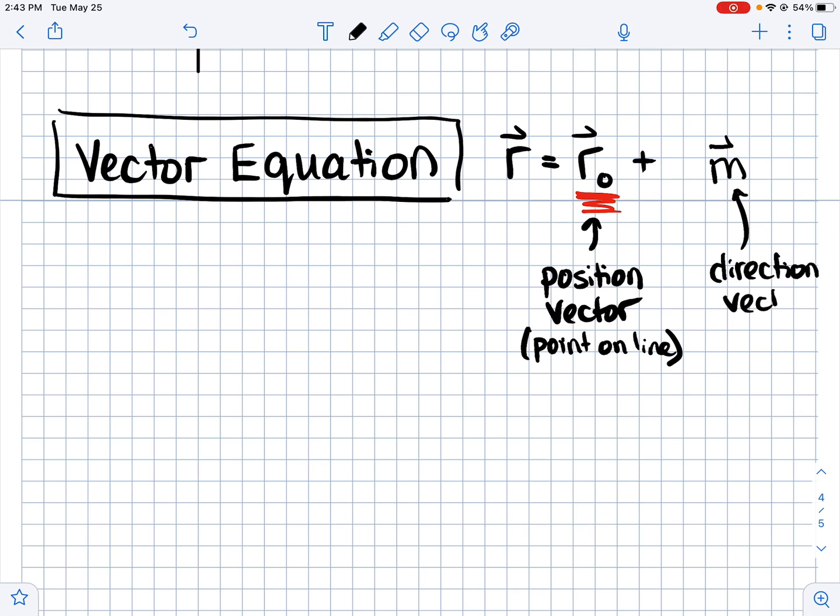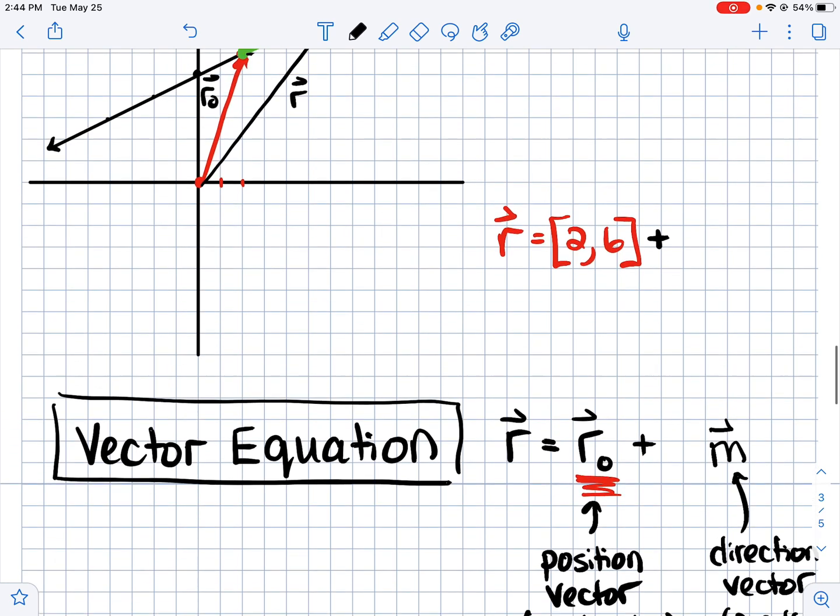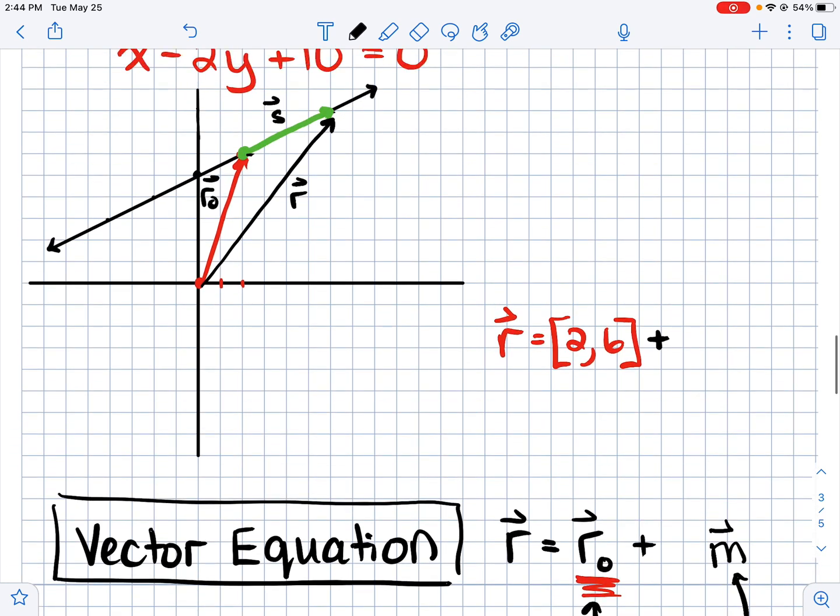So this vector has to be a vector that's parallel to the line. So my vector, whatever it was, 4, 2, it's a vector that's parallel to the line. Or I could have used a smaller one. I could have used the vector 2, 1, right?